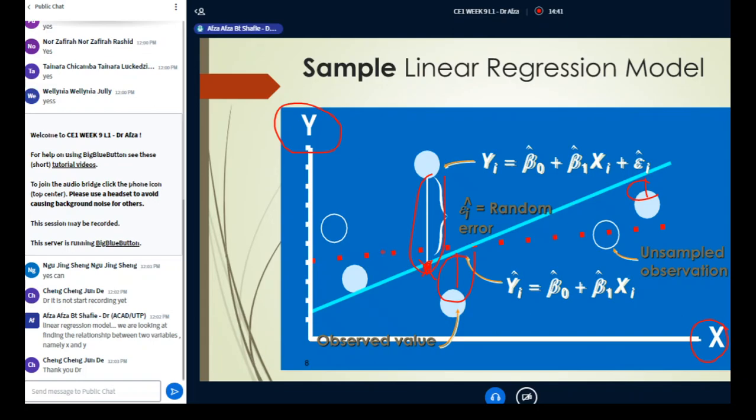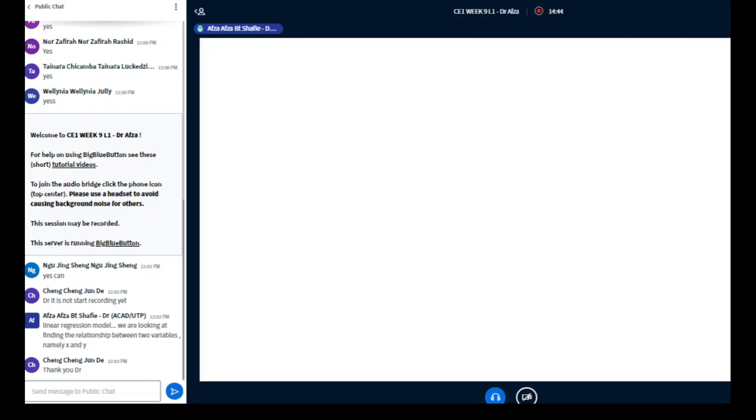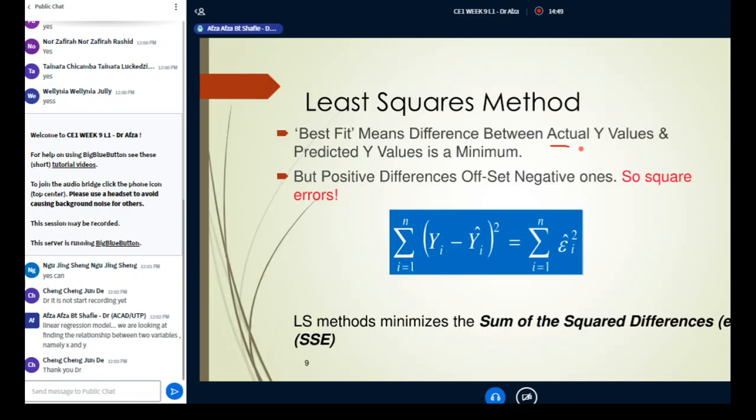Best fit here means the difference between the actual value and the predicted value is minimum. Because the points can lie above or below the line, we have positive and negative errors. For that reason, we have to square all those errors. So the whole idea is if we can minimize this error, then we'll say that our line is a good line, or that the line we obtain is a good fit.